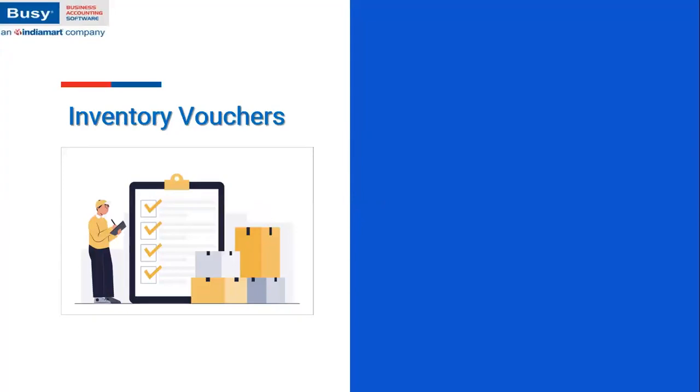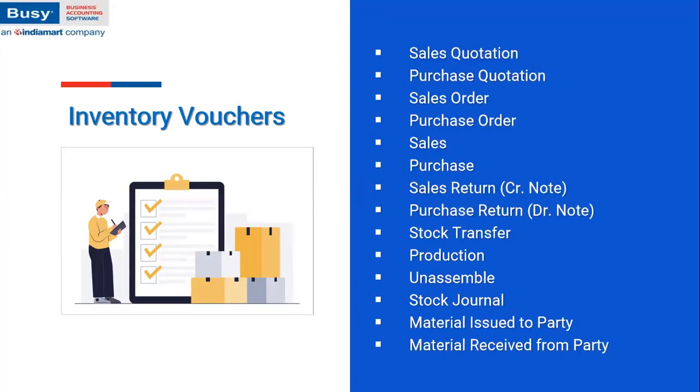Next one is inventory vouchers. Inventory vouchers can be printed on the basis of your sale quotation, purchase quotation, sales order, purchase order, sales, purchase, sales return credit note, purchase return debit note, stock transfer, production, unassemble, stock journal, material issued to party, material received from party. All these vouchers can be printed from inventory vouchers from print utility.